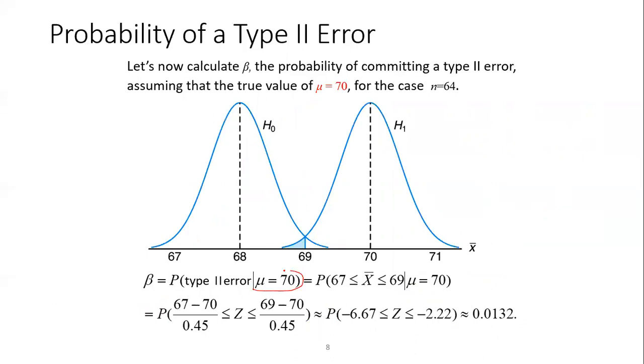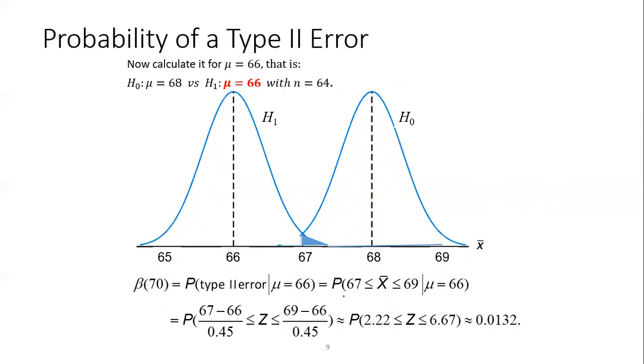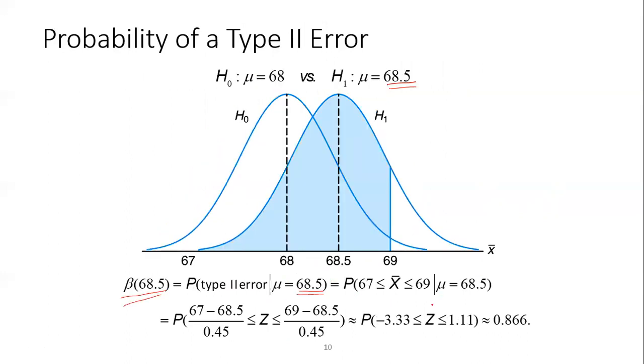So in the first one, I calculated the probability of type 2 error with mu equal to 70. In the second one, with mu equal to 66. And now with 68.5. I'm doing exactly the same thing. The only difference is that I'm putting 68.5 here because mu is now 68.5. It turns out that this probability is equal to 0.866, which is 86.6%, which is pretty high, right?